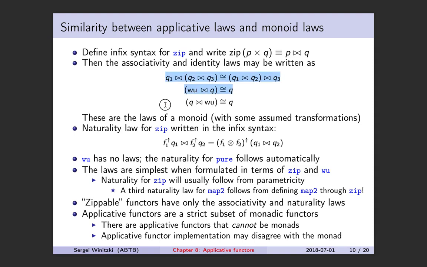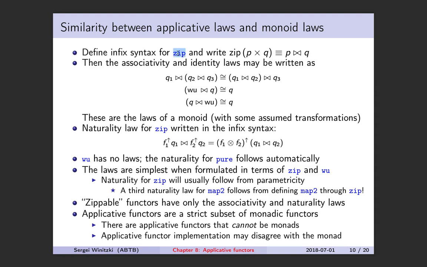This also gives us assurance that we haven't missed any laws. This is a very common construction, a monoid. And generally, this idea of having associativity laws and identity laws is a very common pattern that happens time and again. And once we see that, we have assurance that the laws are complete. This is the complete set of laws for an applicative functor.